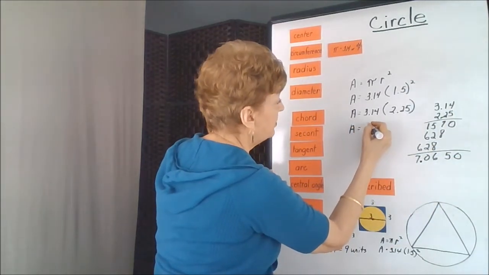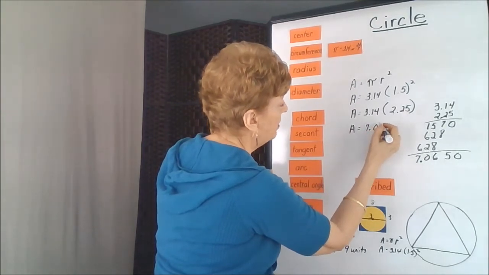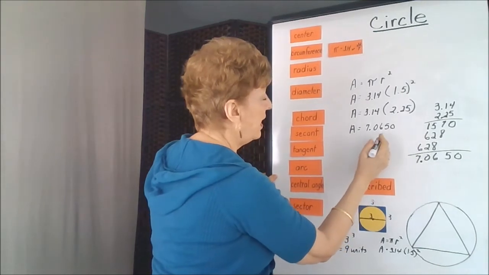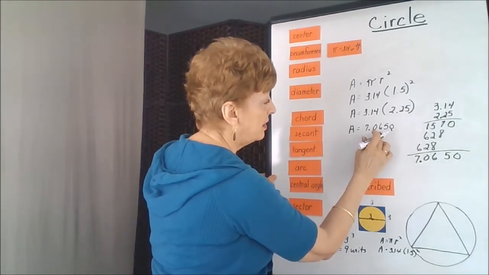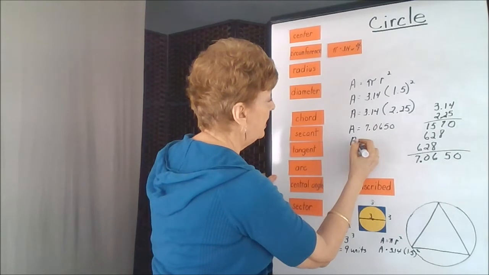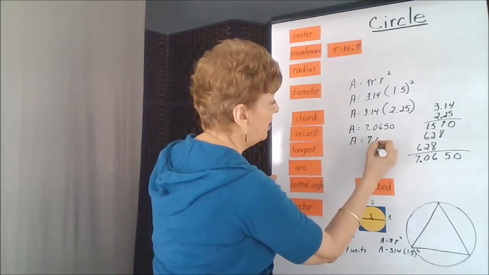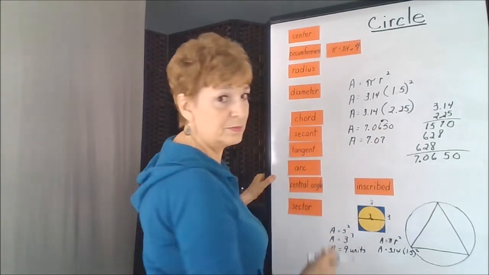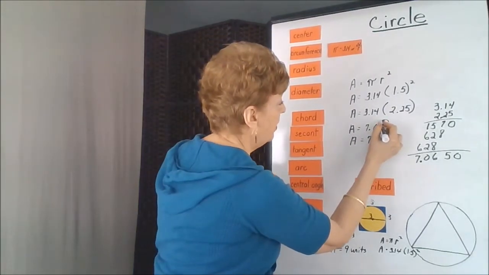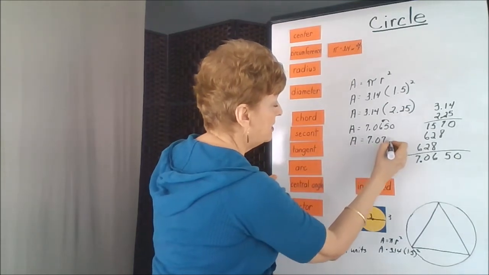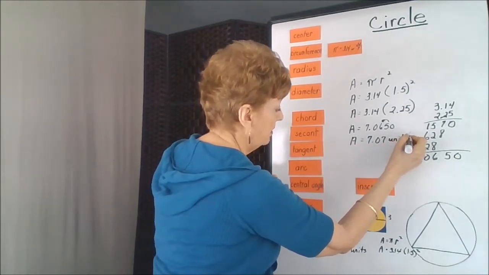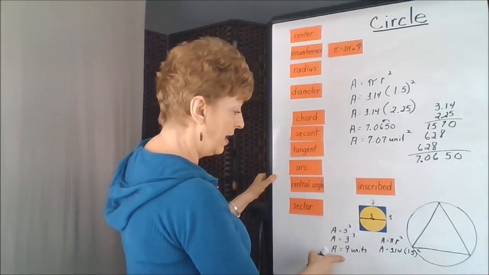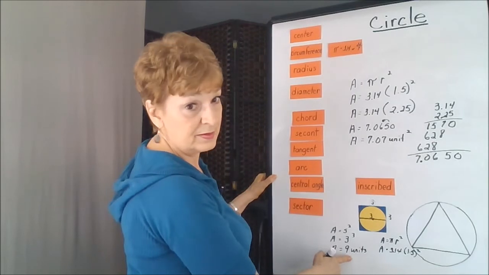Area is equal to 7.0650, and I can round that to the nearest hundredth perhaps. We're going to go area is equal to 7.07 because this has power with our estimating. It has power to bump that up. So this is units squared. So that's my circle, and here's my square, the 9.